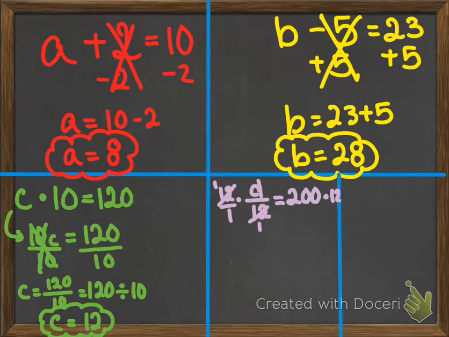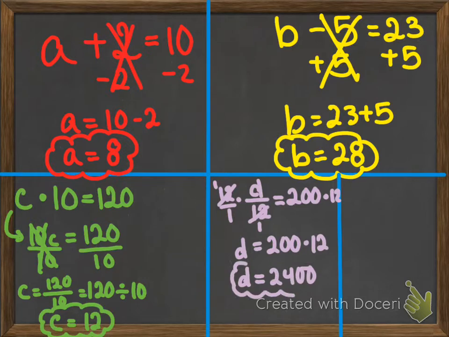So you have now a fraction, 1 over 1 times d over 1. Well, 1 times d is 1d, and 1 times 1 is 1. So really this gets you to 1 over 1d, but we don't write that. That doesn't look right to us. We don't write that number in front, so we just get rid of that 1 over 1. So we're given d is equal to 200 times 12. That's easy. Now we can just do 200 times 12, so d equals 2,400.